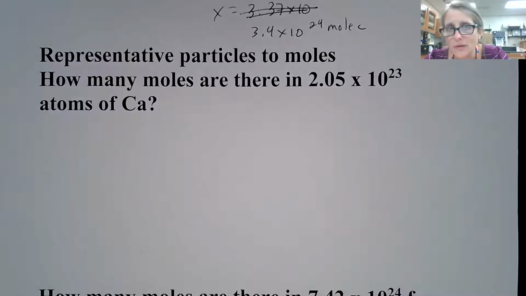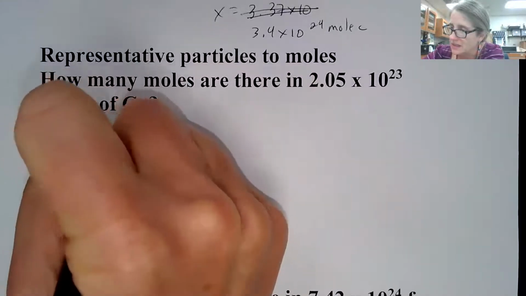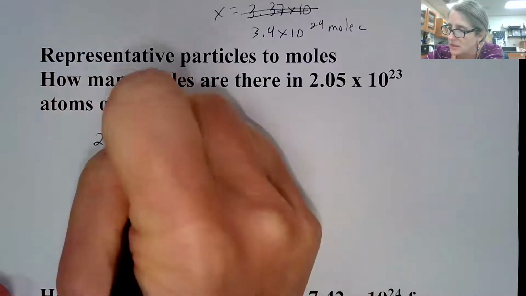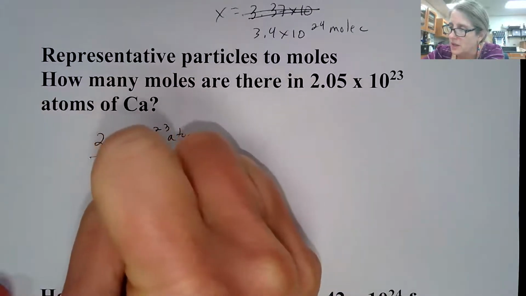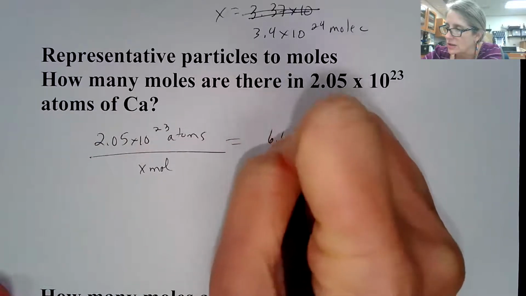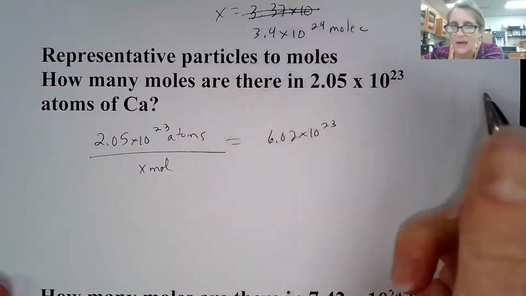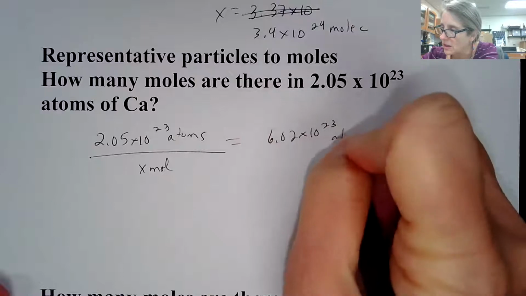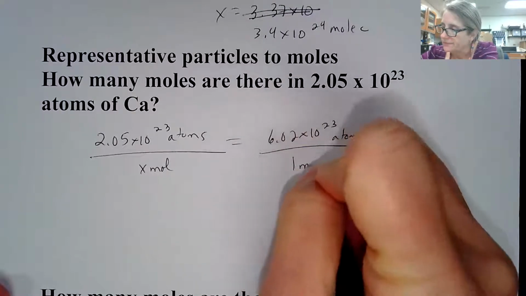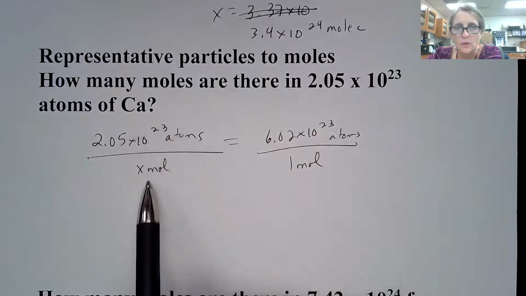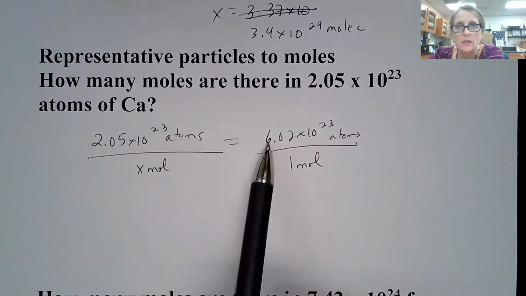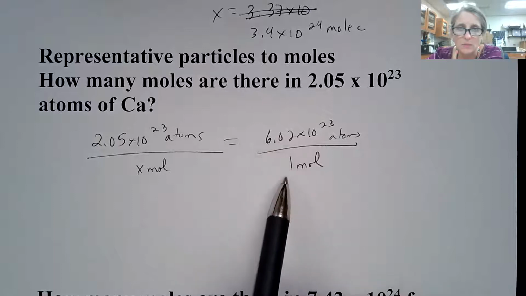So how many moles are there in 2.05 times 10 to the 23 atoms of calcium? Okay, so again, I'm going to set it up this way. It doesn't matter how you set up these problems, what you put on top or what you put on the bottom, but you just have to be consistent across both sides of the proportion. Okay, so what is given in the problem is the atoms. I do not know the moles, so that's your X now. 6.02 times 10 to the 23 atoms per 1 mole.